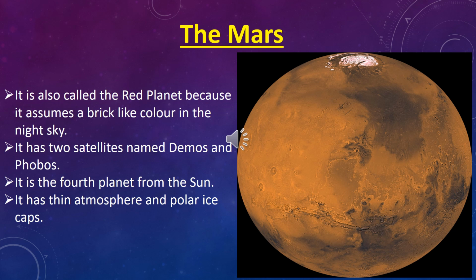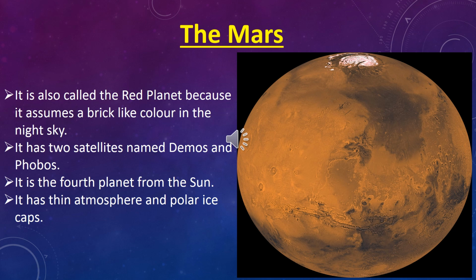This beautiful planet is Mars. Children, as you can see, it looks red. That's why it is called the red planet, because it assumes a brick-like color in the night sky, because of which it looks completely red.